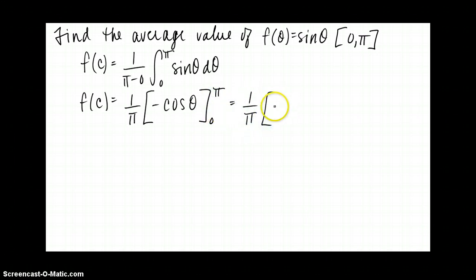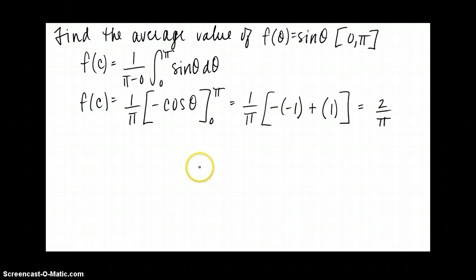Plugging in the upper bound, we get the opposite of negative 1 minus the opposite of cosine of 0, so that would be 1. So 2 over pi would be the average value of the function.